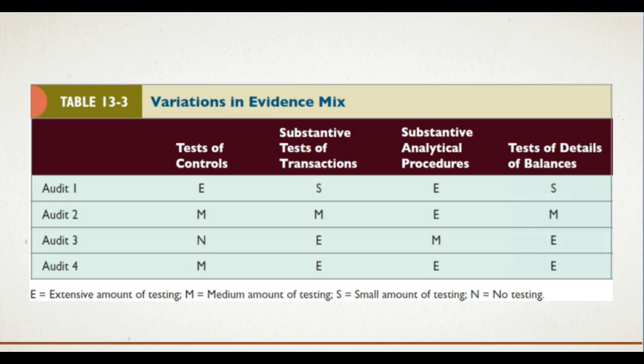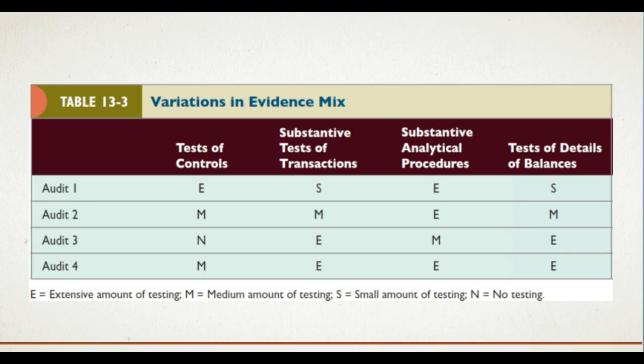Here, we have an illustration of the four different audits. In each case, assume that sufficient appropriate evidence was accumulated. In each audit, you should be able to determine the description of the client from the evidence mix in Table 13-3. Audit 1 is likely a representation of the mix of evidence used in the integrated audit of a public company's financial statements and internal control over financial reporting. Emphasis is on the tests of controls and substantive analytical procedures.